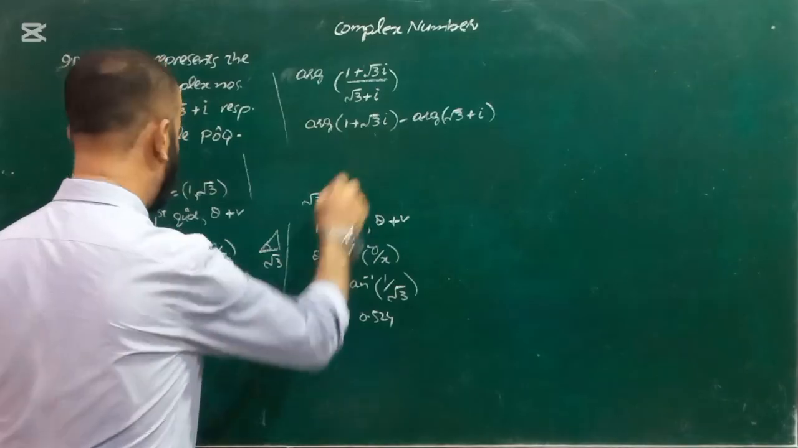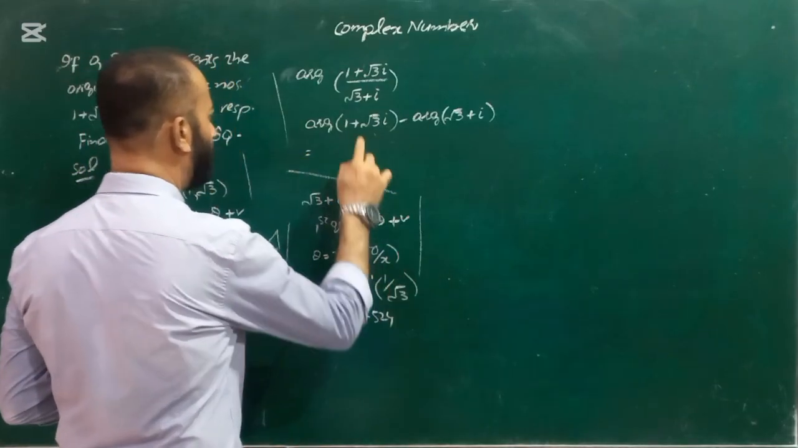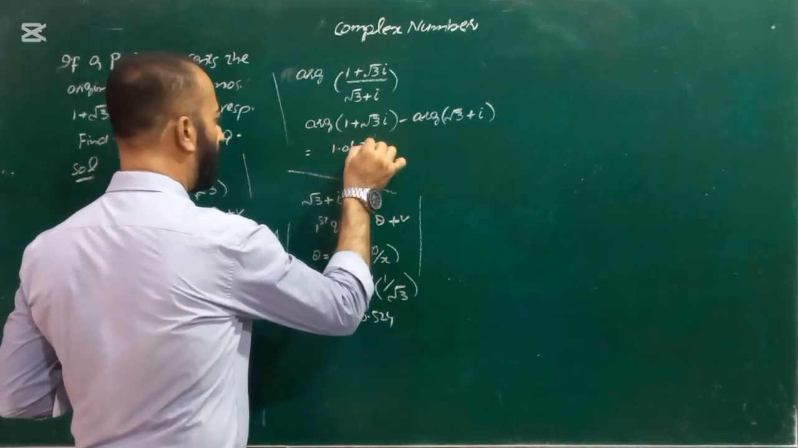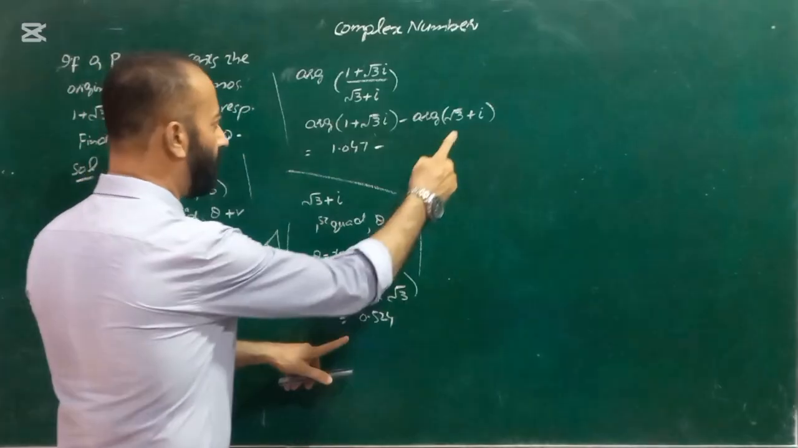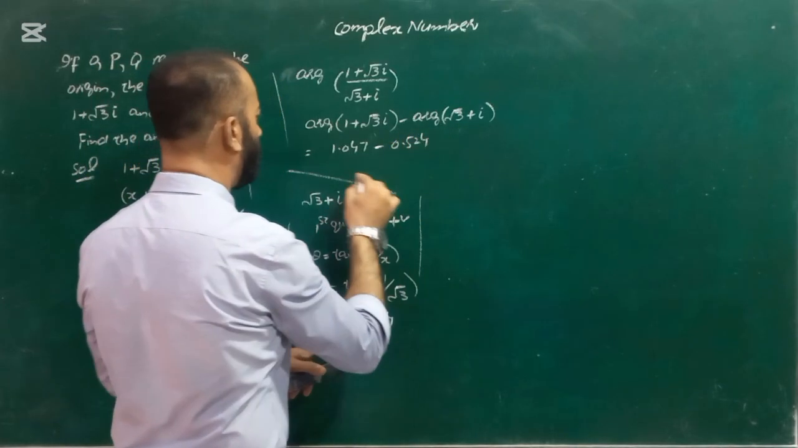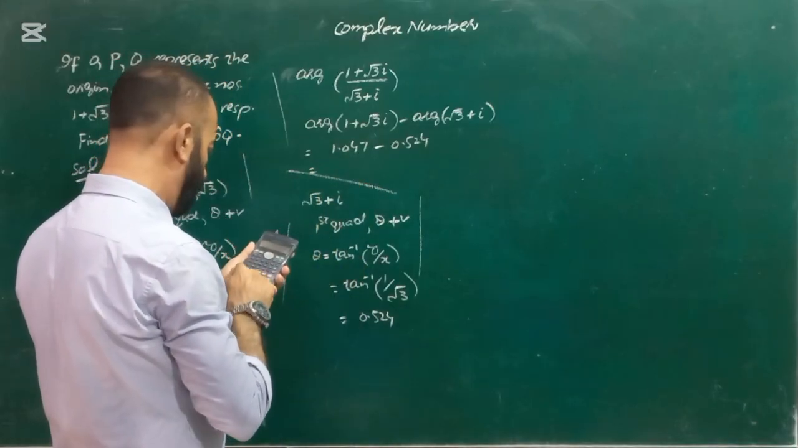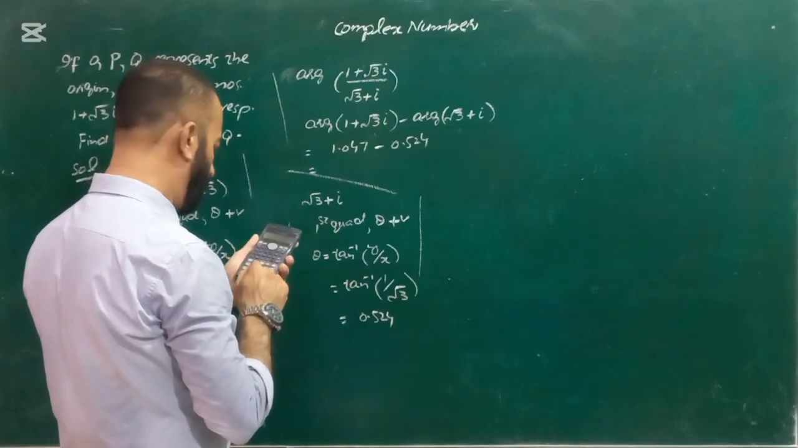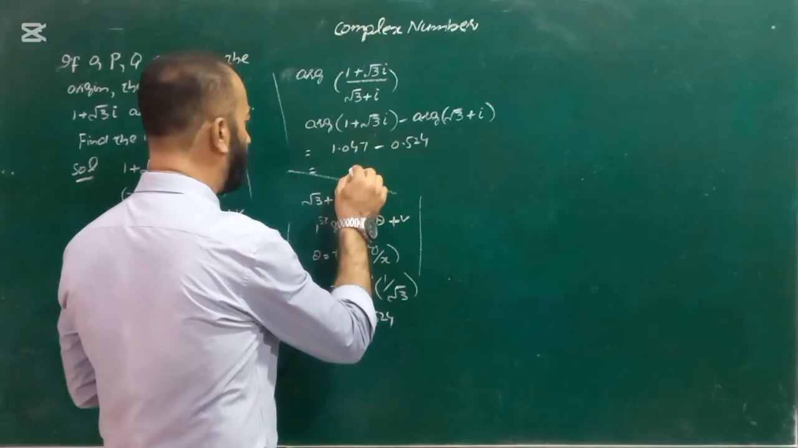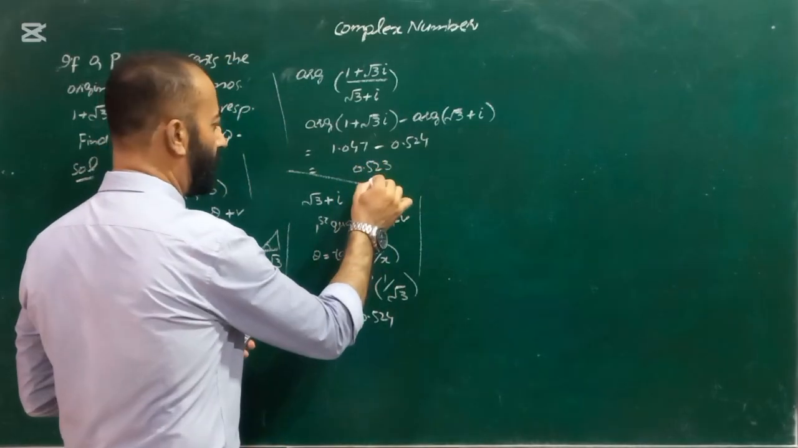So now putting values into it. Look now, argument of this is 1.047 minus argument of this is 0.524, and answer will be 1.047 minus 0.524, 0.523. So this is the answer.